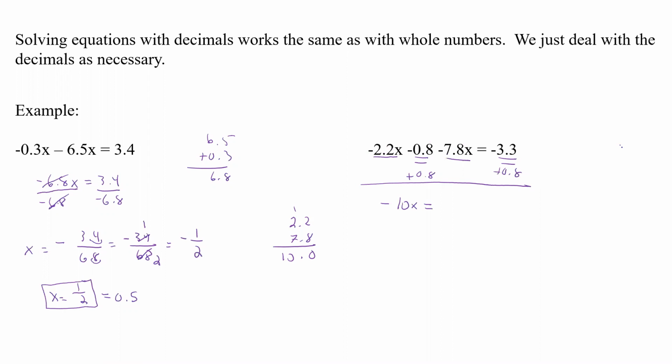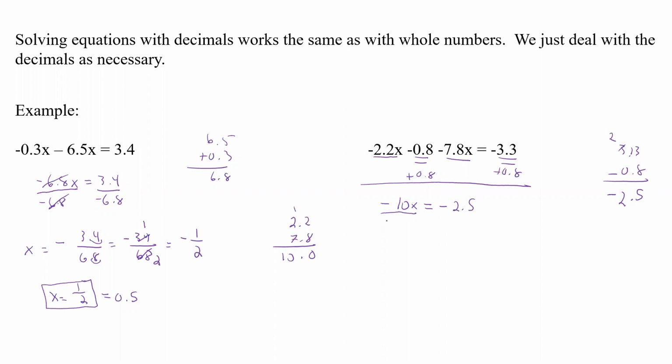Now here I had to take 3.3 minus 0.8, and my answer is going to be negative because the larger one is negative. So we borrow here, bring down our point. That's going to be 13 minus 8 is 5. 2 minus 0 is 2. And so that's going to be a negative 2.5.